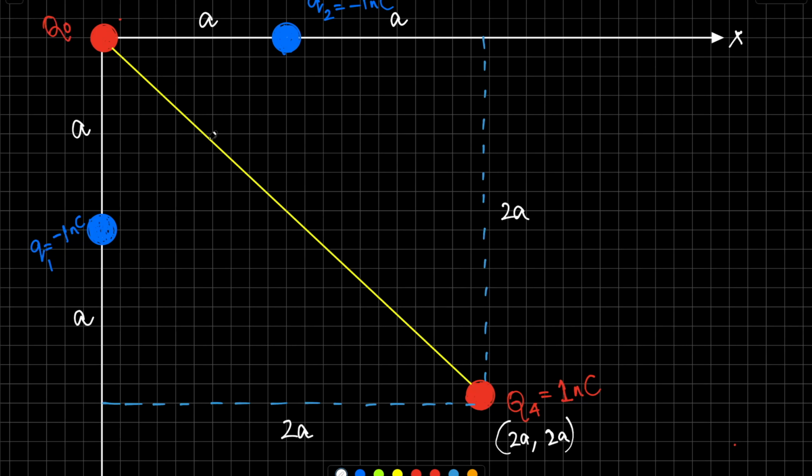So this is a square. Draw it separately. This side is 2a, this side is 2a, and so on for all four sides. And this line connecting Q0 and QA is the diagonal of this square. So that makes this angle 45 degrees, and this angle is also 45 degrees.